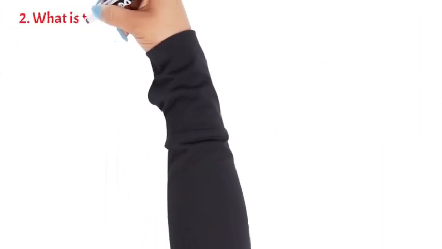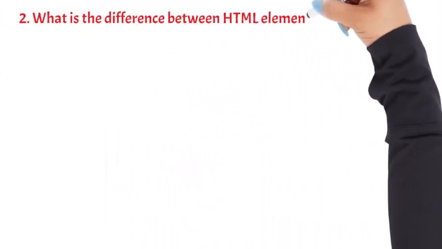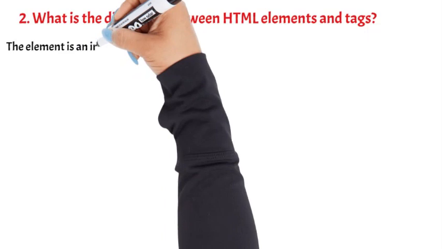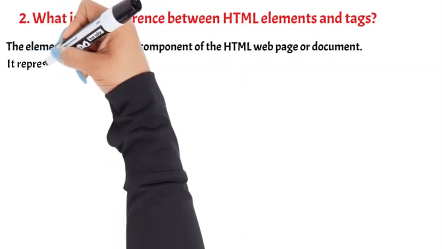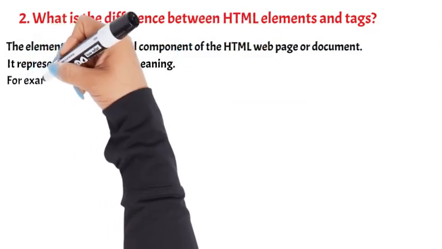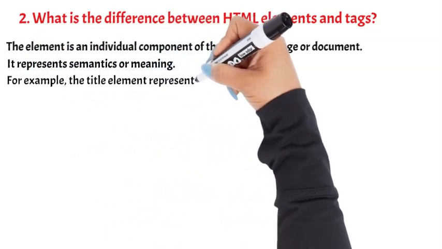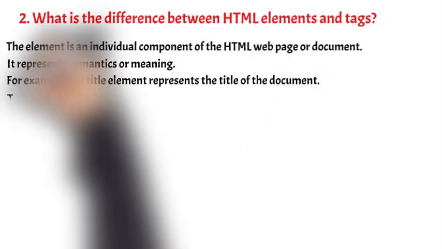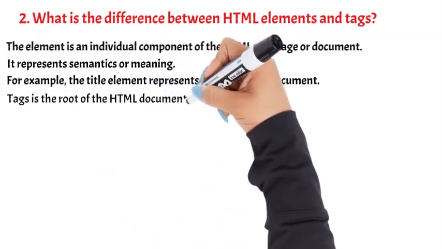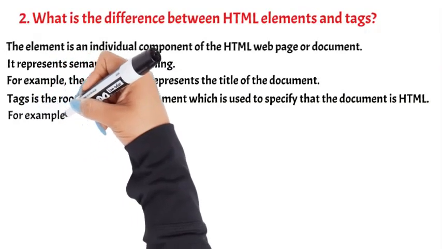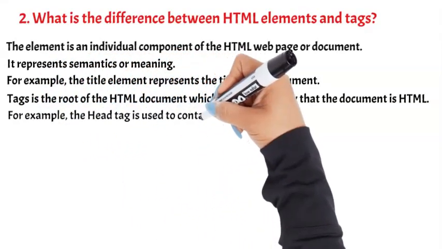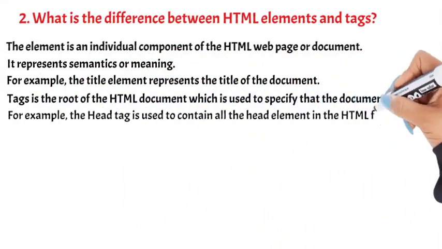2. What is the difference between HTML elements and tags? The element is an individual component of the HTML web page or document. It represents semantics or meaning. For example, the title element represents the title of the document. Tags are the root of the HTML document which is used to specify that the document is HTML. For example, the head tag is used to contain all the head elements in the HTML file.